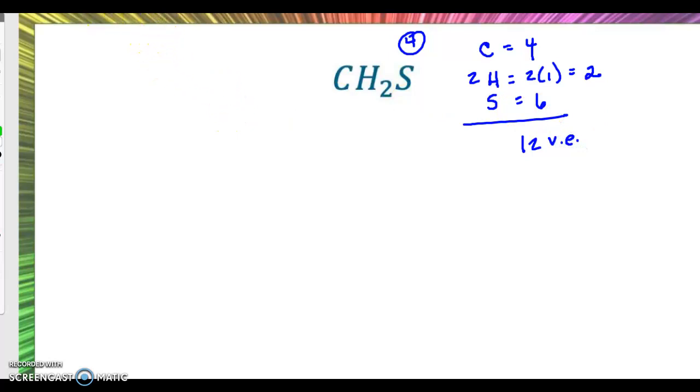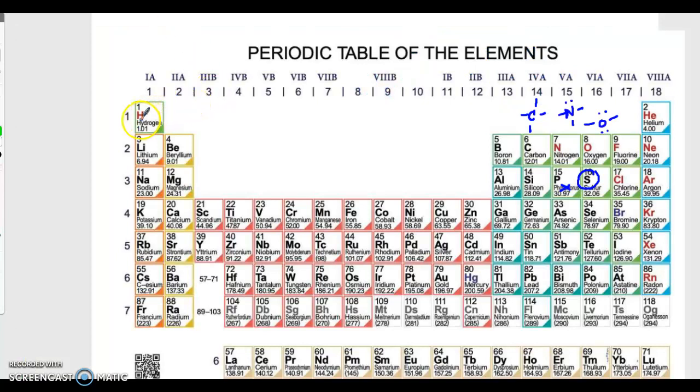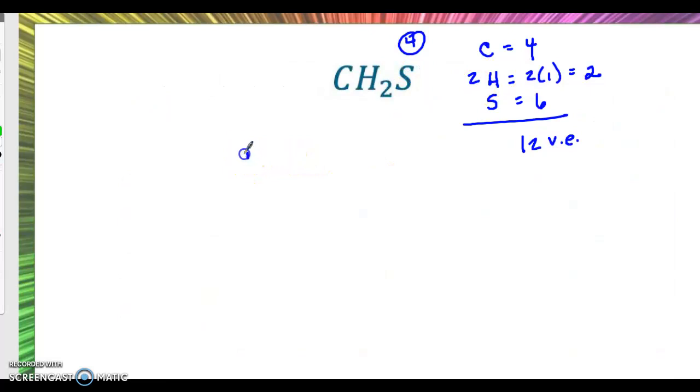If you don't have your periodic table burned into your brain, let's see which of these elements is closer to the center of the periodic table, and we will put that in the center. I know it's not going to be hydrogen, because hydrogen is over here. I've got carbon, and I've got sulfur, right? So carbon is closer to the center. Carbon is going to be the central atom.